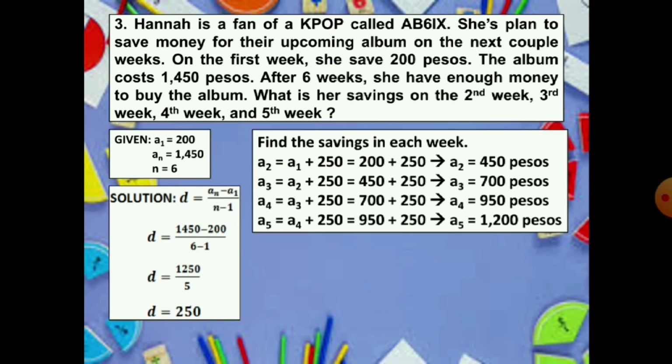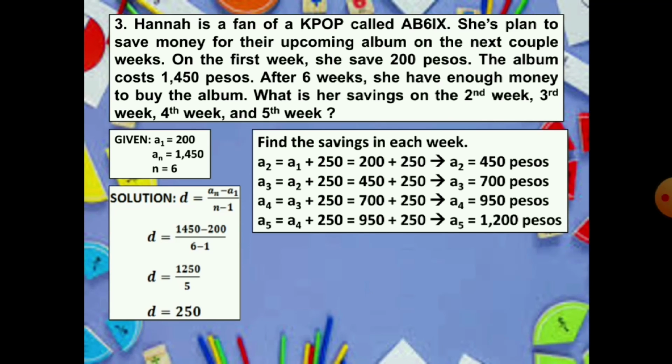To find the savings in each week, we need to follow this formula. a sub 2 is equal to the previous term, or a sub 1, plus the common difference. Substitute all the values. 200 plus 250, and a sub 2 is equal to 450 pesos. Same process for a sub 3, which is equal to a sub 2 plus the common difference. And 450 plus 250 is equal to 700 pesos.